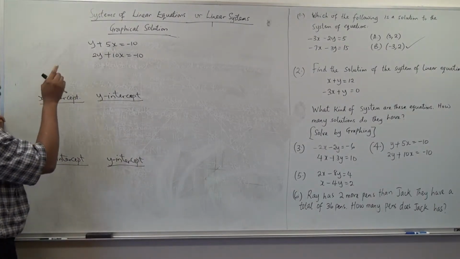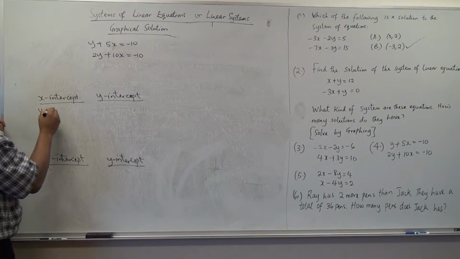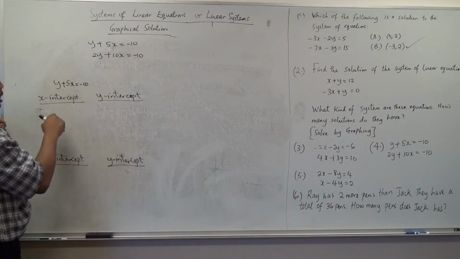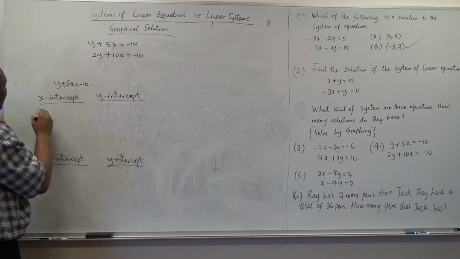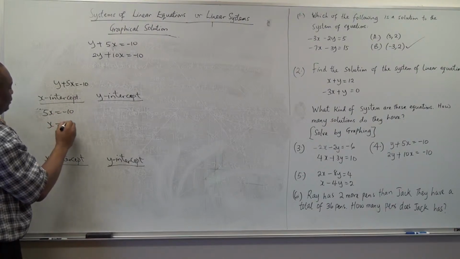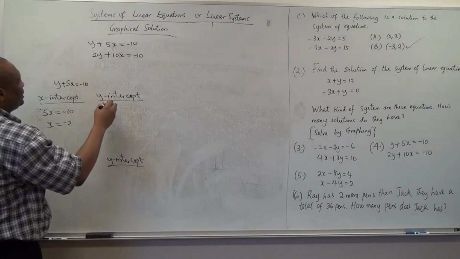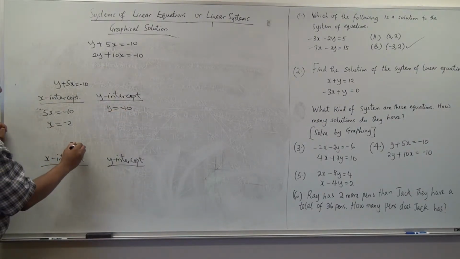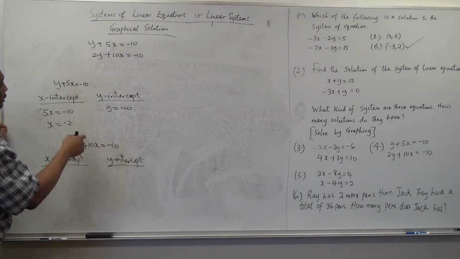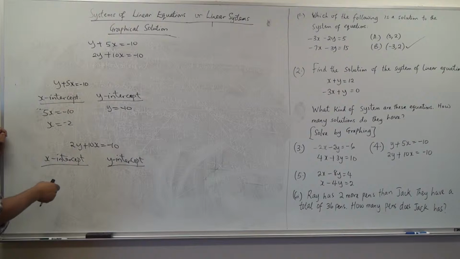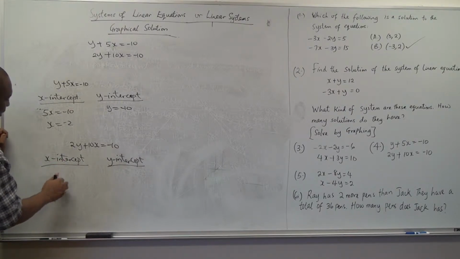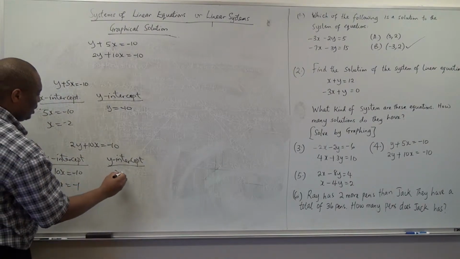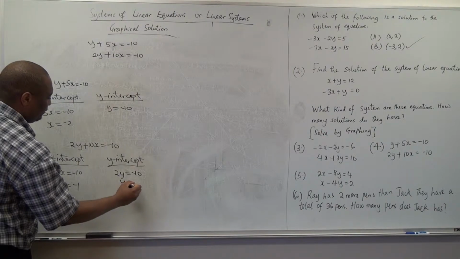If you look at number 4, let's find the x-intercept. Put y to be 0, 5x will be negative 10, and then x will be negative 2. Okay? For the y-intercept, y will be negative 10. Then here, for 2y plus 10x equal to negative 10, for the x-intercept, we have that 10x is negative 10, and x is negative 1. For the y-intercept, we have that 2y is negative 10 and y is negative 5.